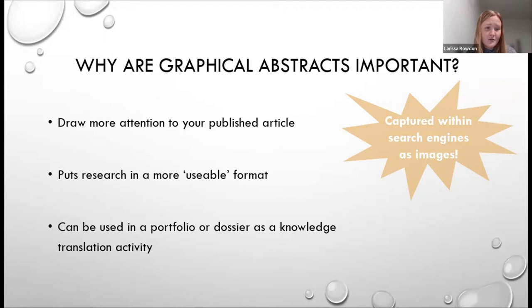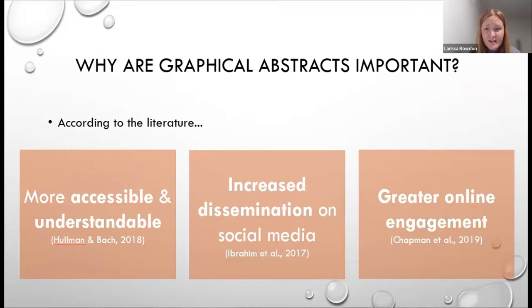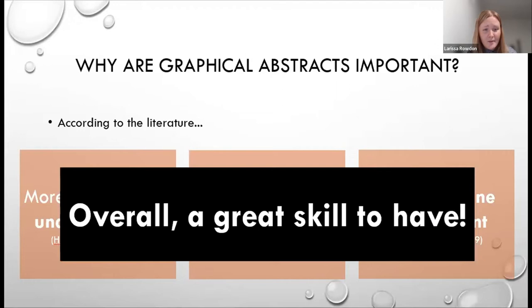And then as a reader too, not on the slide here, but as a reader, I know that graphical abstracts can really help you more quickly and easily identify papers that are of interest or relevant to you when you're doing a literature search. According to the literature, graphical abstracts make your research more accessible and understandable. They also lead to increased dissemination on social media, as well as greater online engagement. So there's really no drawbacks to including one and learning how to do one effectively. Overall, being able to create graphical abstracts is a really great skill to have in academia and especially for science communication.